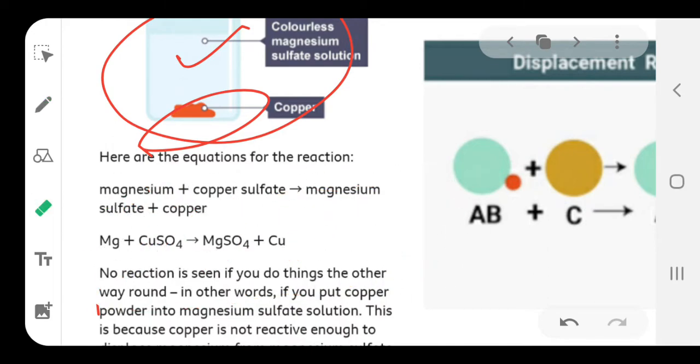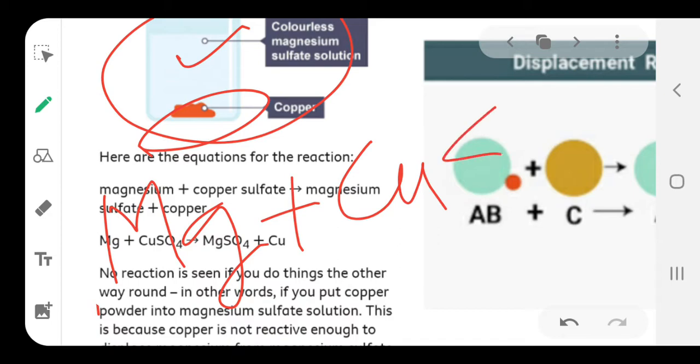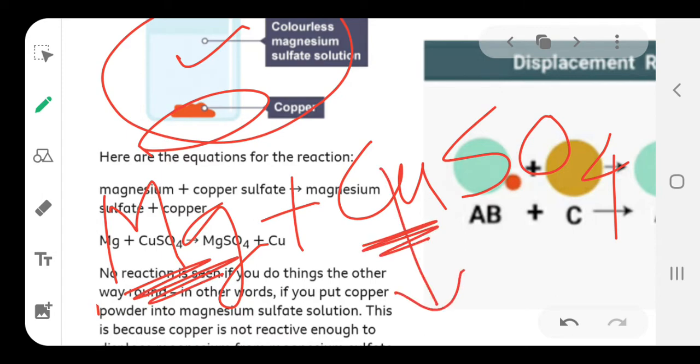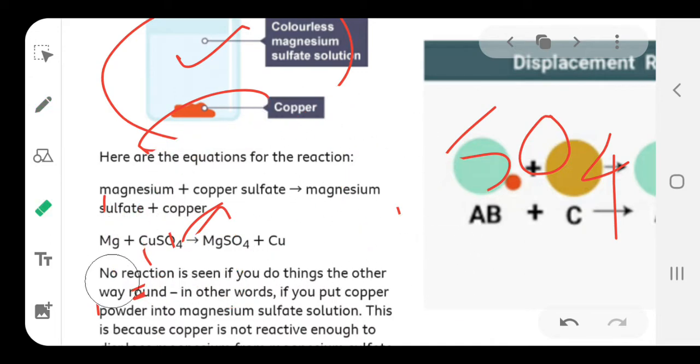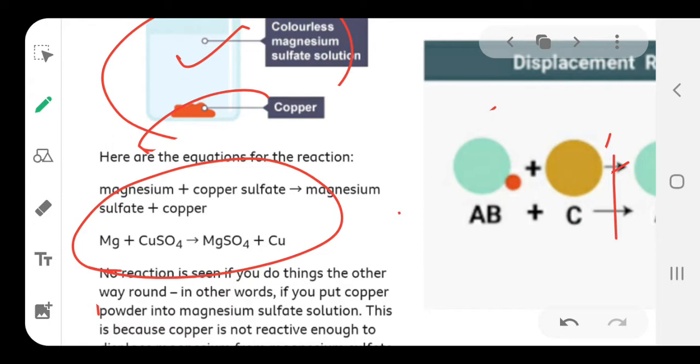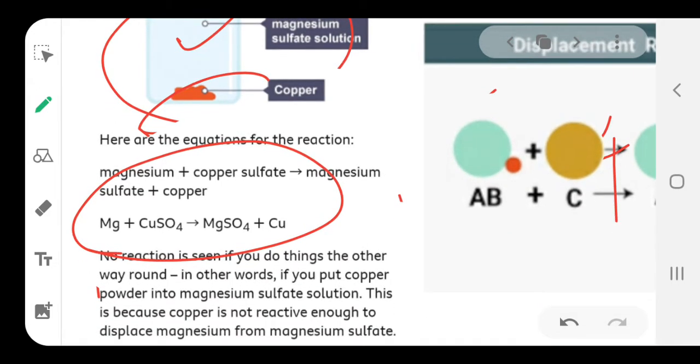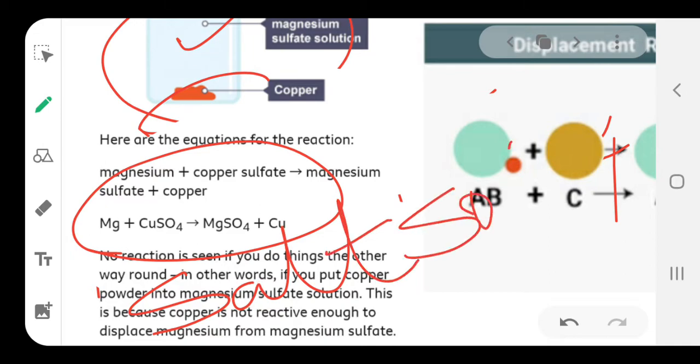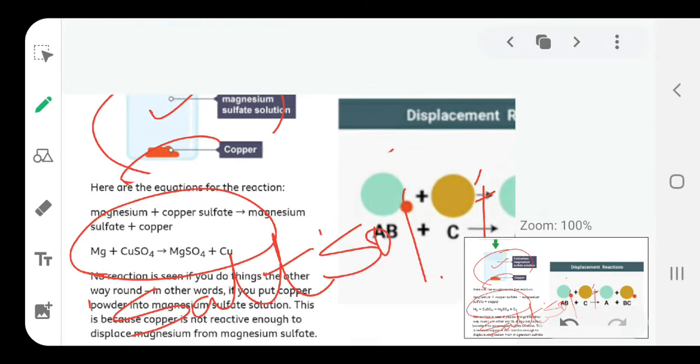So if you write the equation again, magnesium with copper sulfate is possible because magnesium is more reactive than copper. So the copper is displaced and magnesium takes its position and forms magnesium sulfate, as you can see in this equation. So it means that a more reactive metal displaces the less reactive metal from its salt solution. Make sure salt solution should be there to get the whole answer.